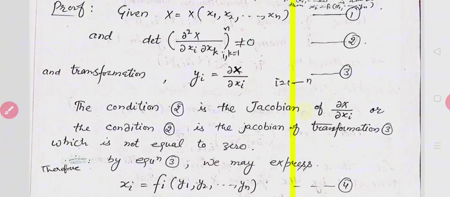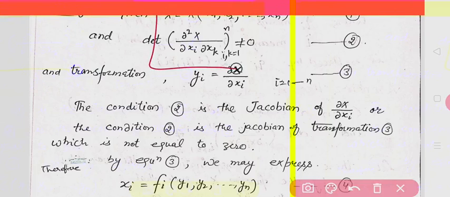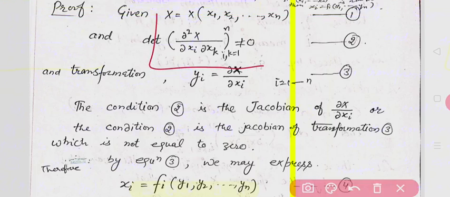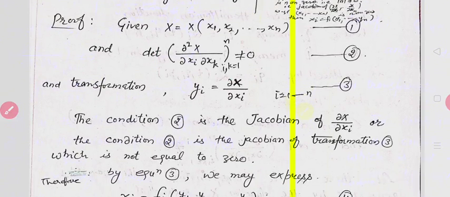In another way, you can say that this is the Jacobian which is non-zero. By using these values, I will say that xi is a function of y1, y2, y3, ..., yn. That is, xi is equal to fi of y1, y2, y3, ..., yn, where i is equal to 1 to n. But how will it be? You can say that we have been given these values.